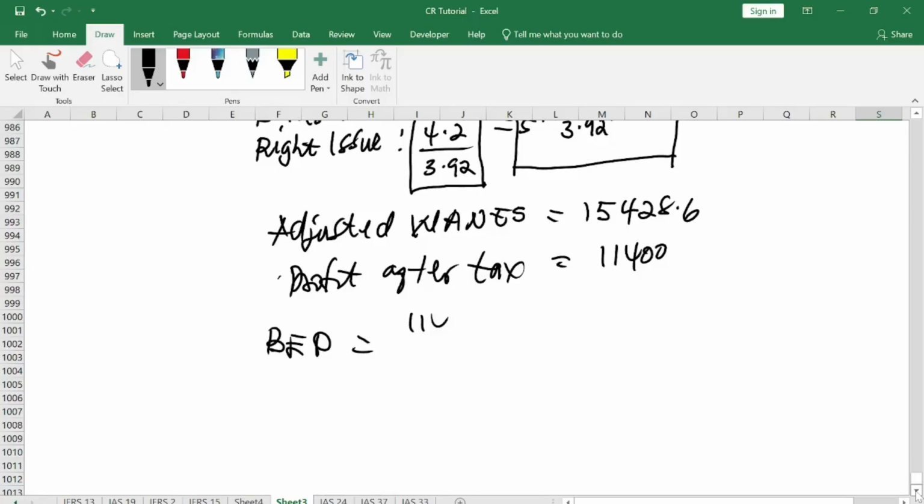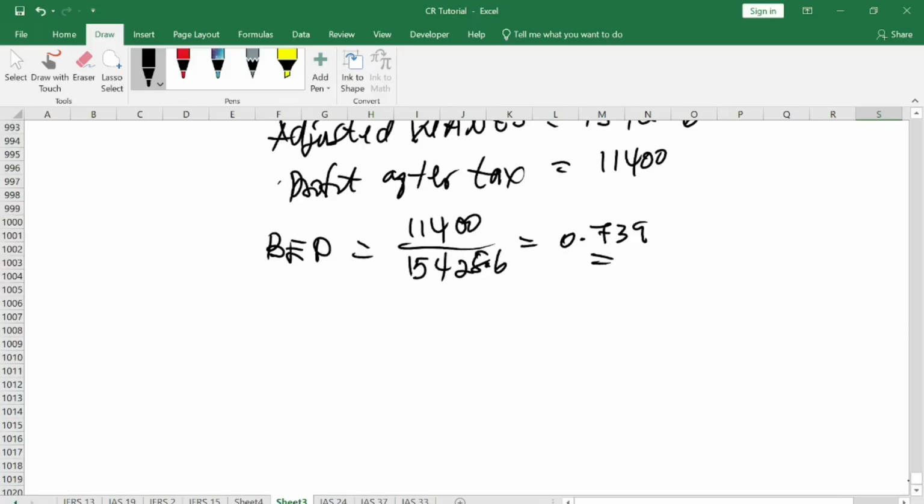That will be 4400 all divided by 1542.8.6. That gives you 0.739. All right, so this is your basic earning per share after the adjustment. Alternatively, you can calculate and arrive at the same result using this method.